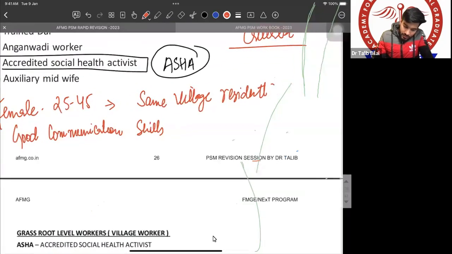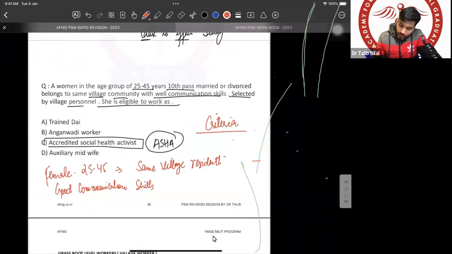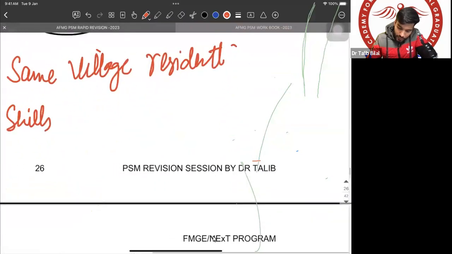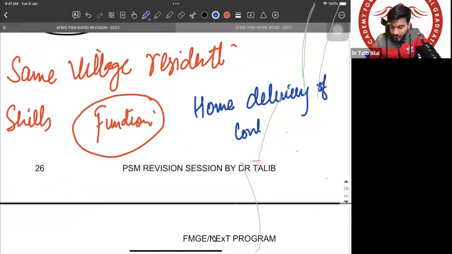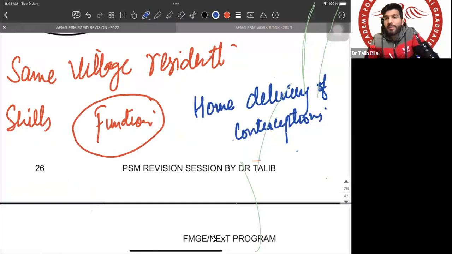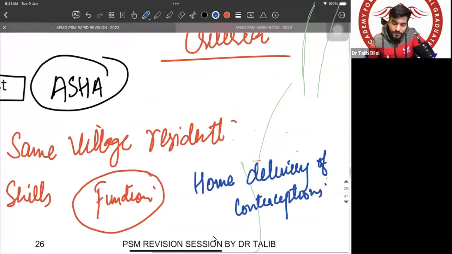After that, guys, if we talk about the function of the ASHA, she has to do home delivery of the contraceptions. The contraceptions that are provided by the government: Mala N and Mala D, and guys, Saheli, Antara. These are all government ones. Okay, in Saheli, let's do a question.